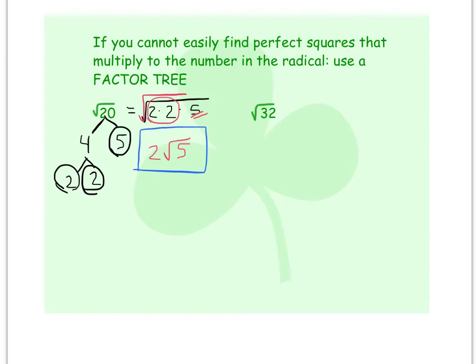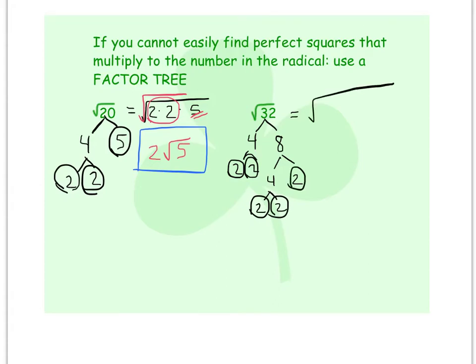Let's look at another one. The square root of 32. 32 is 4 times 8. 8 is 4 times 2. 4 is 2 times 2, 2 times 2. In this case, I have a lot of prime numbers of 2 at the end of my tree branches.